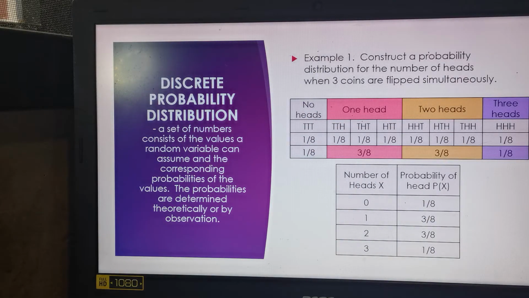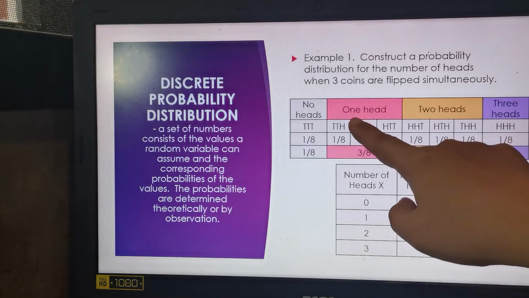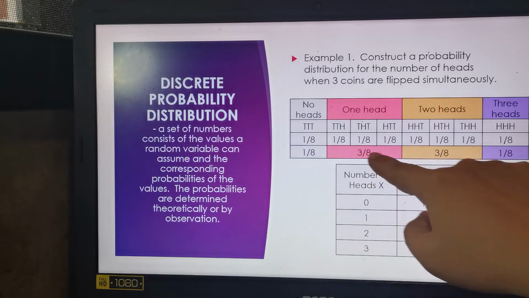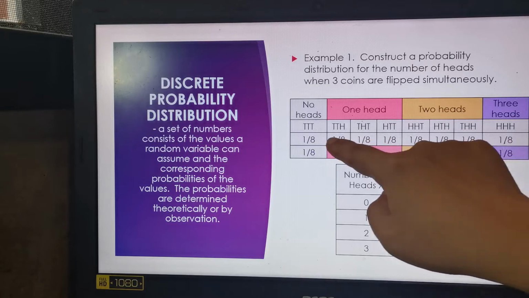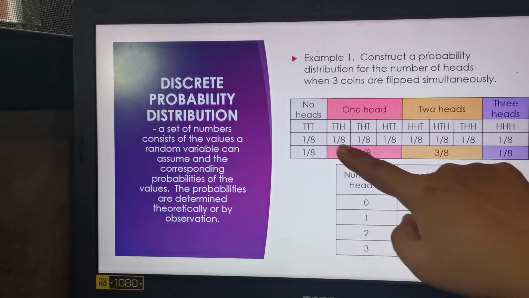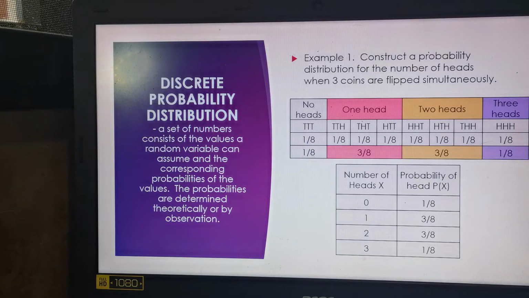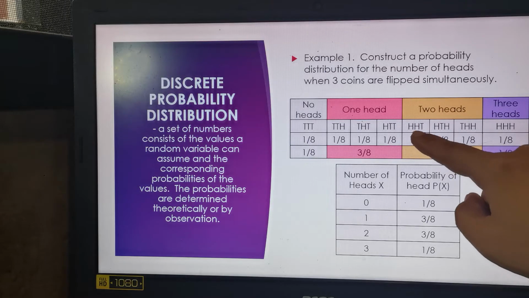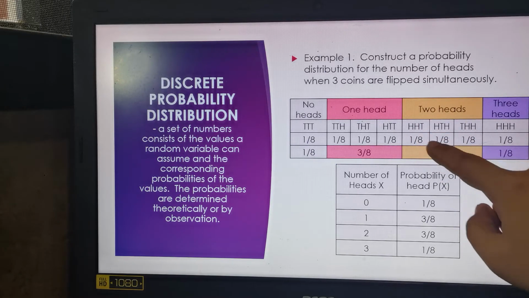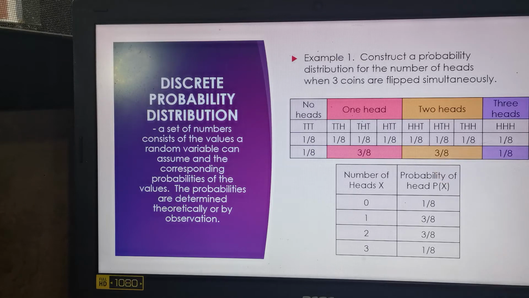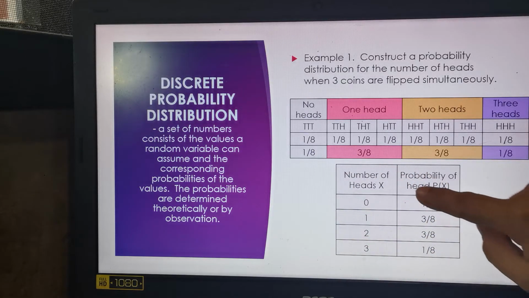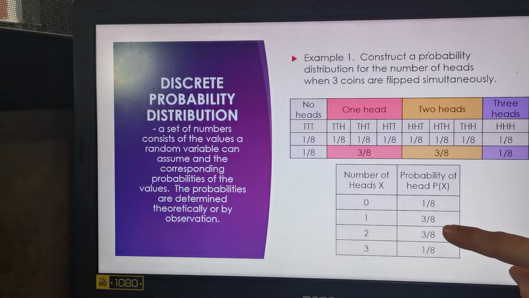And then, we have the event of getting 1 head. There are three outcomes, so when you add their probabilities, 1/8 plus 1/8 plus 1/8, that is equal to 3/8. And the event of getting 2 heads, we also have 3 outcomes, each 1/8, so if you add them, that is also 3/8. And the event of getting 3 heads is only 1, so that is 1/8.